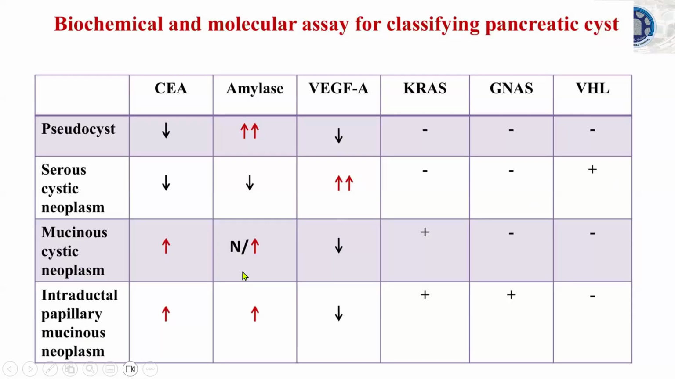Amylase may or may not be elevated, but CEA has to be elevated. Both will show KRAS mutation, and IPMN in addition will show GNAS mutation. Please, this chart is very, very important.